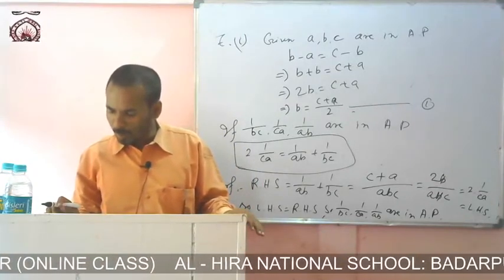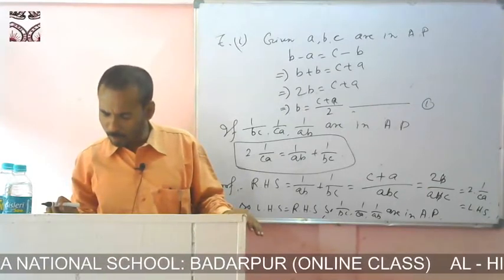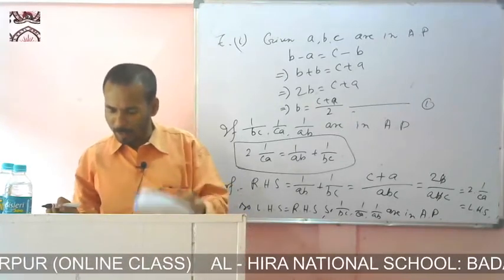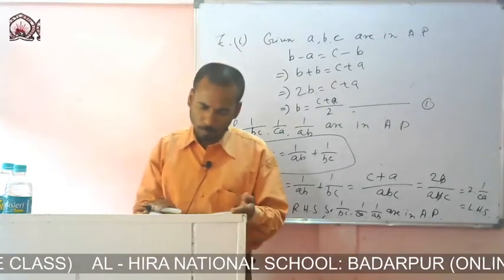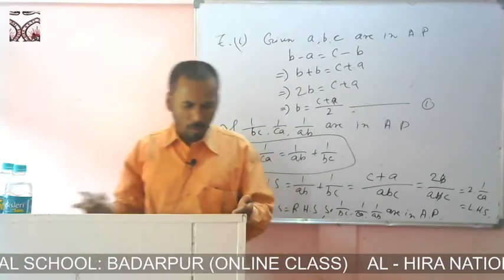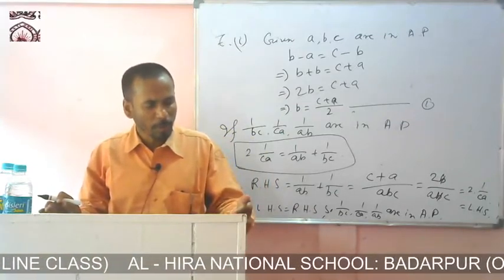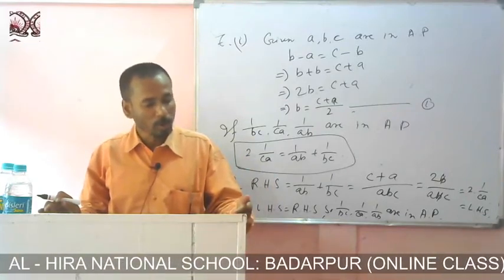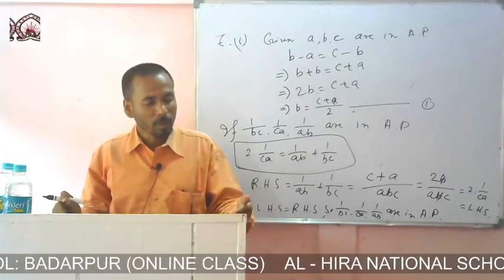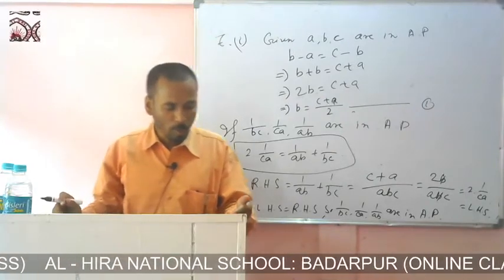Then question number 9. If A, B, C are in AP, find the arithmetic means of the following pairs: B plus C and C plus A. Given the condition that A, B, C are in AP, so twice B is equal to C plus A. Let the AM between these two be M; we have to find the value of M.